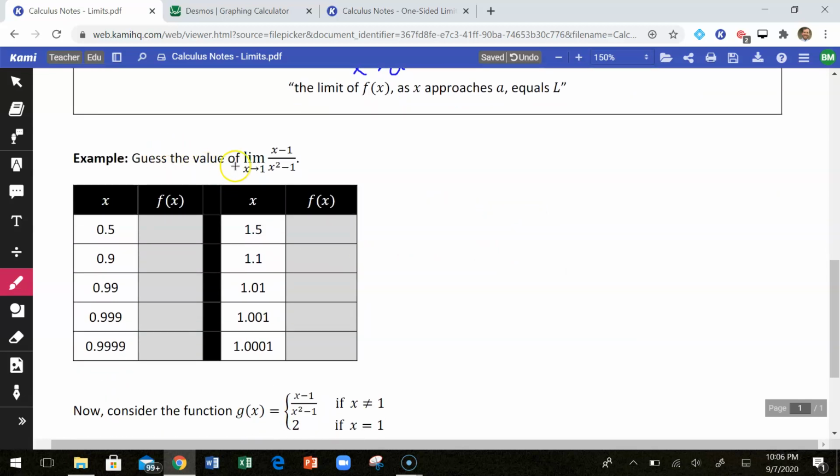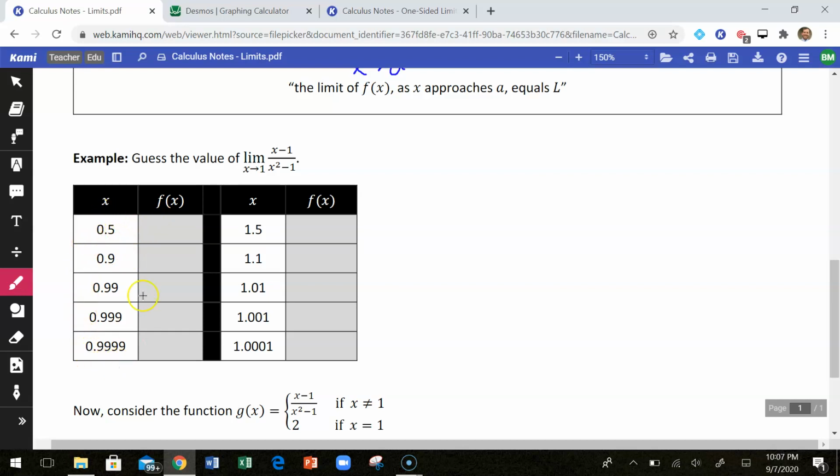Alright, so here's another. We want to guess the value of the limit as x approaches 1 of x minus 1 over x squared minus 1. Okay, so we could do this without a graphing calculator. It's kind of the idea here. I'm going to use a graphing calculator so that we can see it, and so we can get our table a little bit better. But what we're going to do is we are going to make our x values approach 1. So we're going to make our x values get really close to 1. Okay, we want to get those as close as possible so that we can see a trend here.